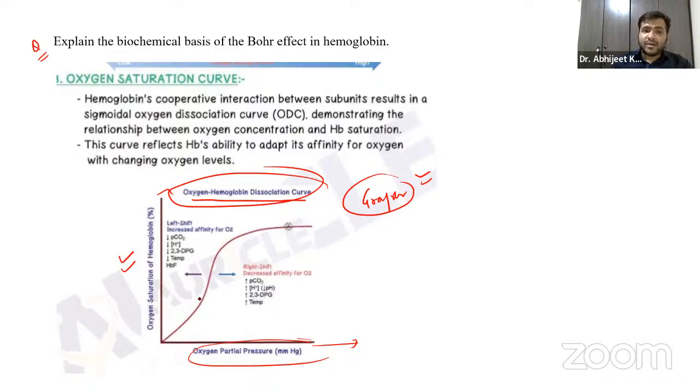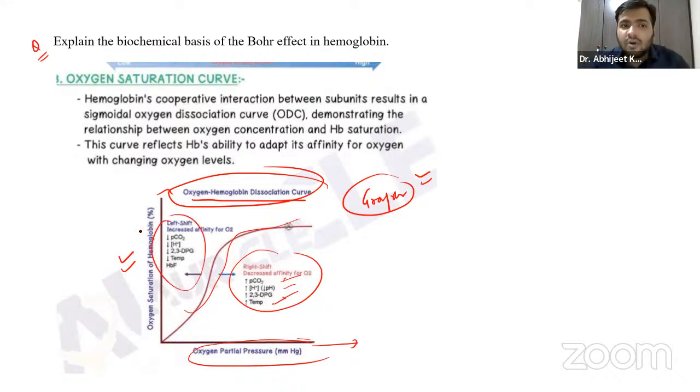So it is sigmoidal. What is the shape of the graph? How is this shift affected? Right shift, it is because of decreased affinity for oxygen, increased pCO2, increased H+ ions, increased 2,3-BPG, and increased temperature. So these all favor the right shift. Left shift, what all components are favoring this left shift? That is something you have to mention in the graph itself, and then you have to explain.